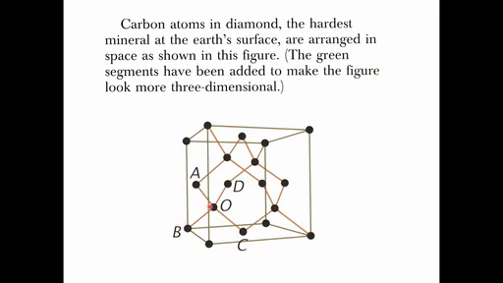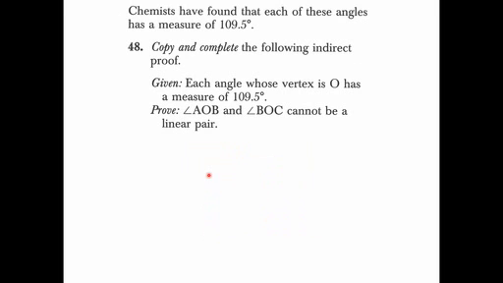AOB and BOC are not a linear pair. I guess it's this one, this angle here and this angle there. They kind of look like they are, but we're proving that they cannot be a linear pair. So how are you going to start?